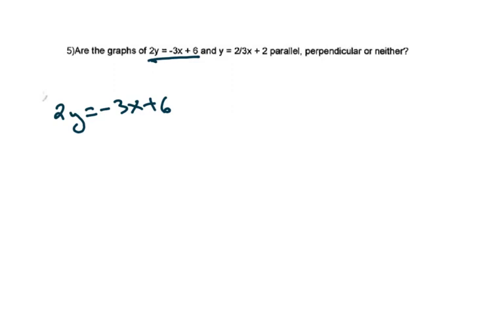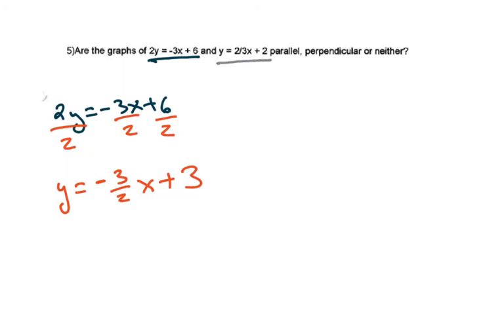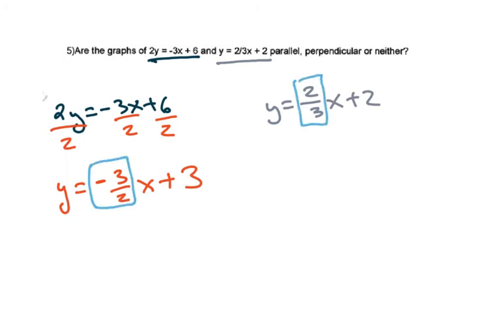Well, hopefully you realize that putting it in y equals mx plus b is a fancy way of saying you get y by itself. Okay, so y equals negative 3 over 2x plus 3. The second equation, what we should ask ourselves is, is it in y equals mx plus b? And hopefully you said yes. Okay, so now we have a slope of negative 3 over 2 and another one of 2/3. And the question is, is it parallel, perpendicular, or neither?